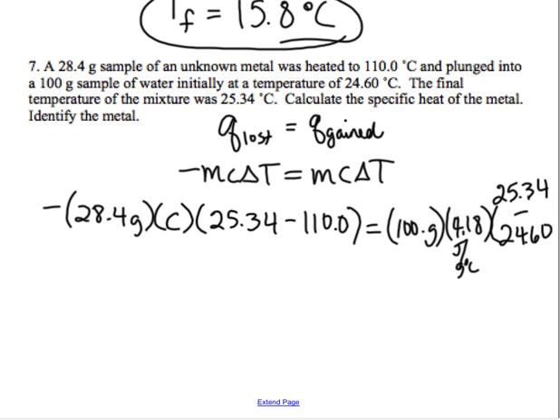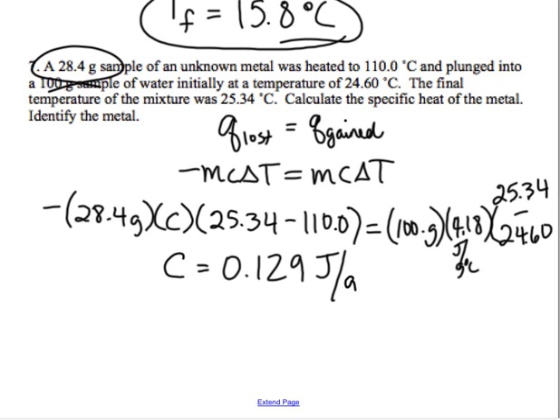Yeah, the specific heat of water is a lot higher, so it's not going to experience as much of a temperature change. So go ahead and solve for C, and just give me 366. Yep, 0.129 joules per gram degree Celsius.